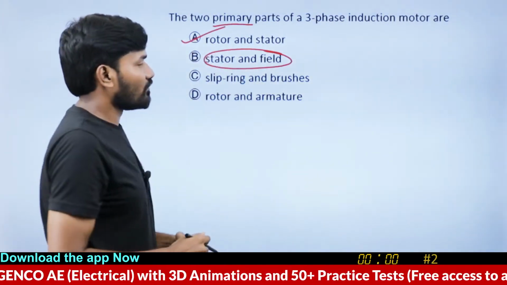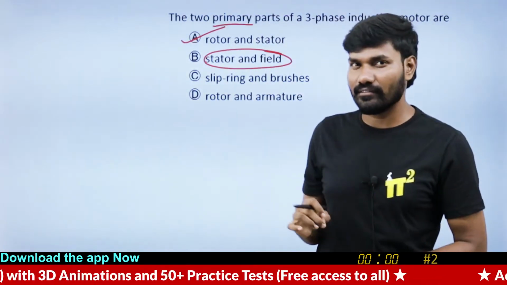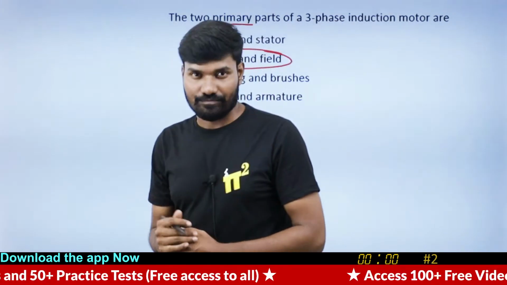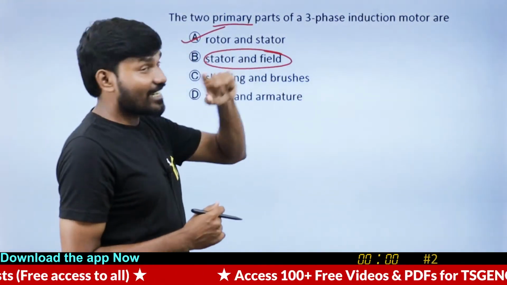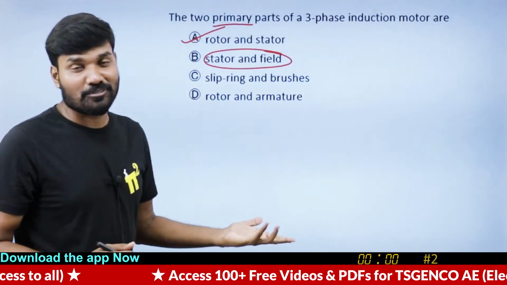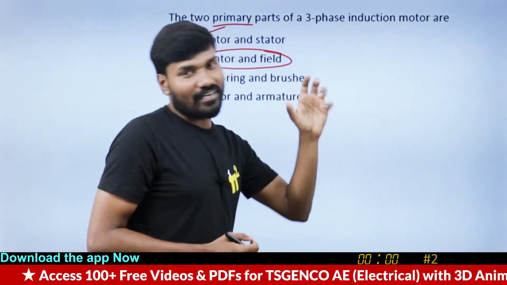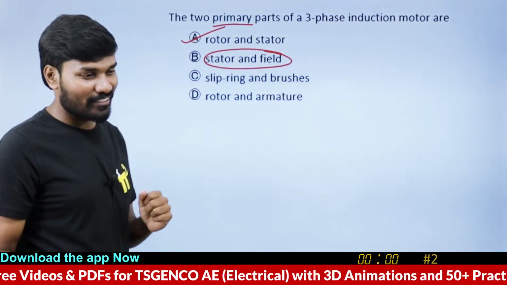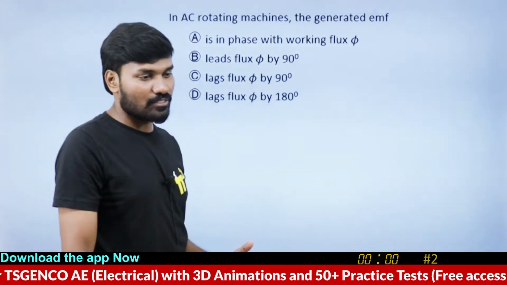So to be more precise, primary doesn't mean what I think you must have misinterpreted. You might have thought of it as the first winding, like transformer primary and secondary. So you failed the interpretation of the question itself. Primary parts means the key parts, that's what it means. So you have to understand that little tweak nicely. I hope by now you got it. Let's move to the next one.